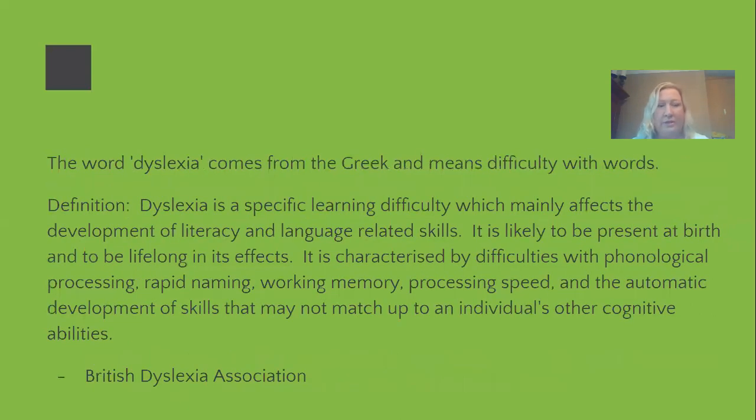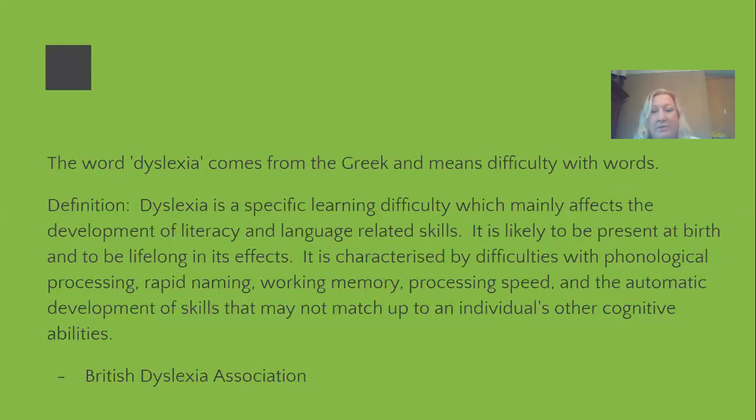In Great Britain, this is what they use. It does talk about the origin of the word dyslexia. It comes from Greek and means difficulty with words. This is pretty similar to the IDA definition. So dyslexia is a specific learning difficulty which mainly affects the development of literacy and language-related skills. It is likely to be present at birth and to be lifelong in its effects.